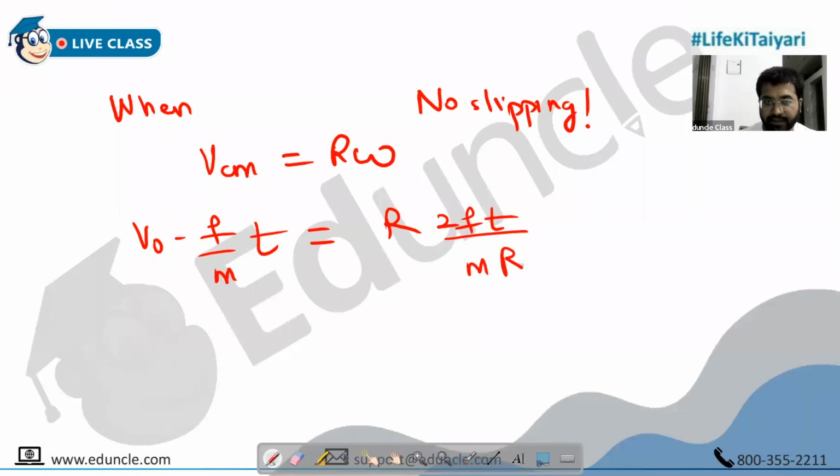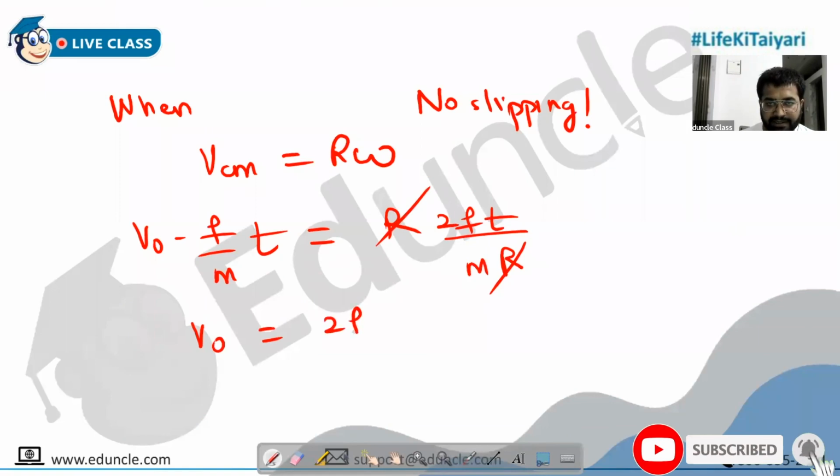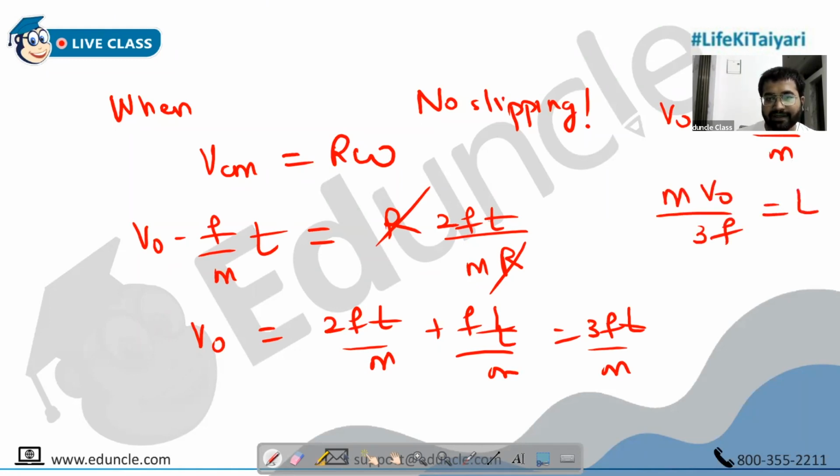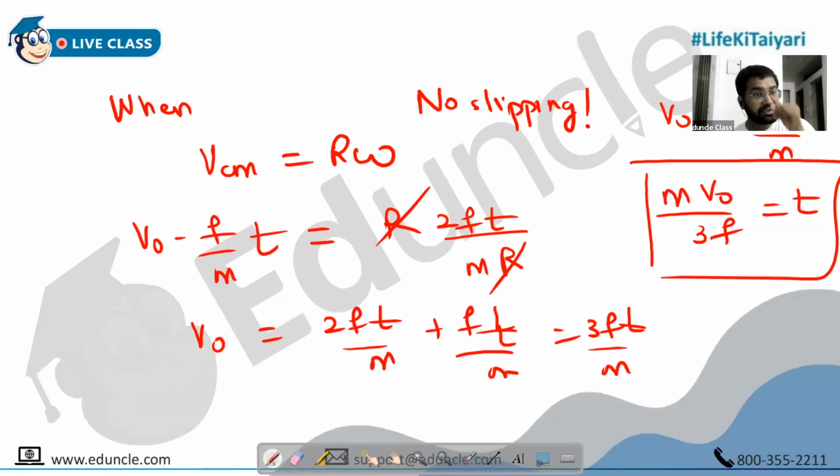So what do we have? R gets cancelled. V0 is 2FT upon M plus FT upon M. We have found 3FT upon M. So we have got V0 is 3FT upon M, or I can say t equals MV0 upon 3F. This is the time taken by the cylinder to reach the no slipping case.